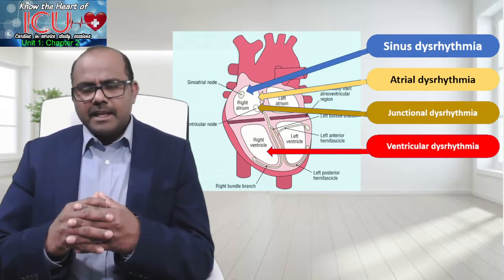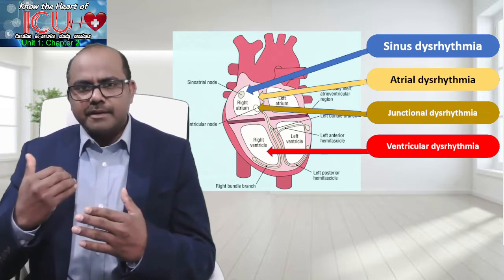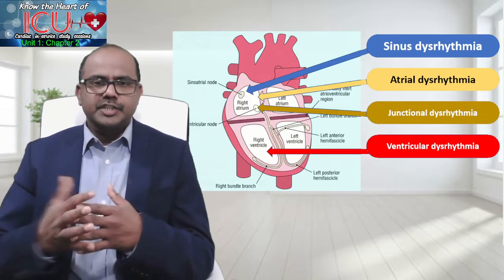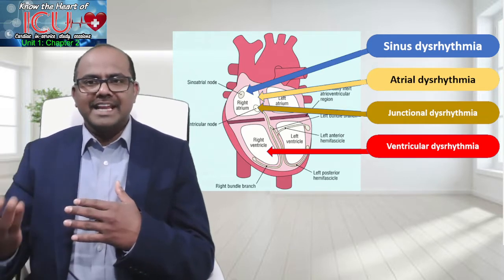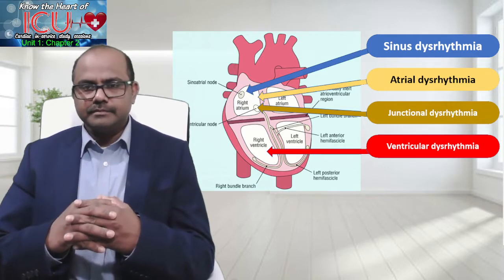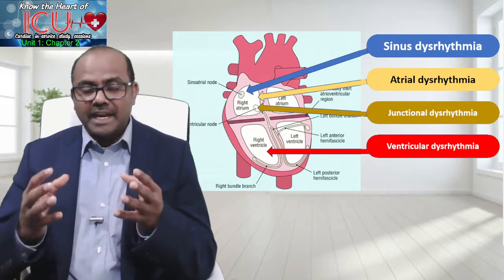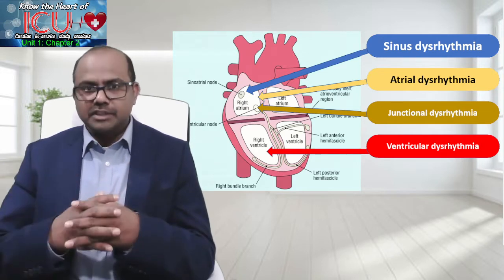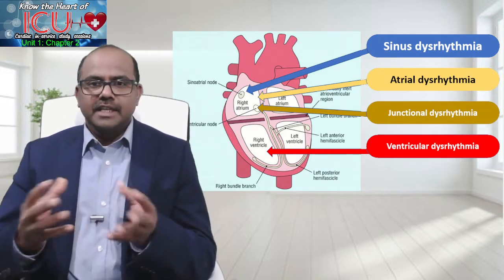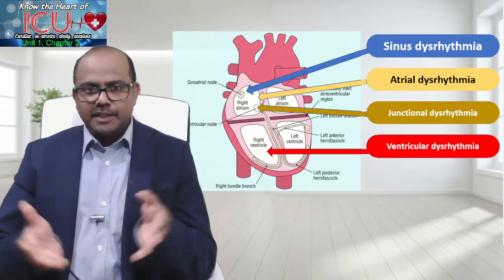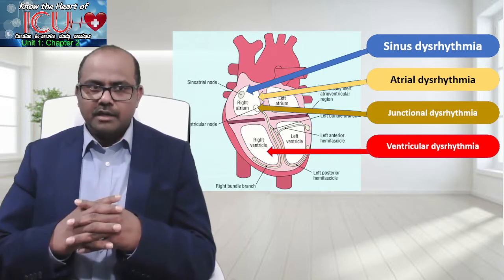And if the impulse originated from elsewhere in the atria, that's called atrial dysrhythmia. If the impulse originates from the junction or AV node, it's called junctional dysrhythmia. And if the impulse originated from anywhere in the ventricle, that's your ventricular dysrhythmia.